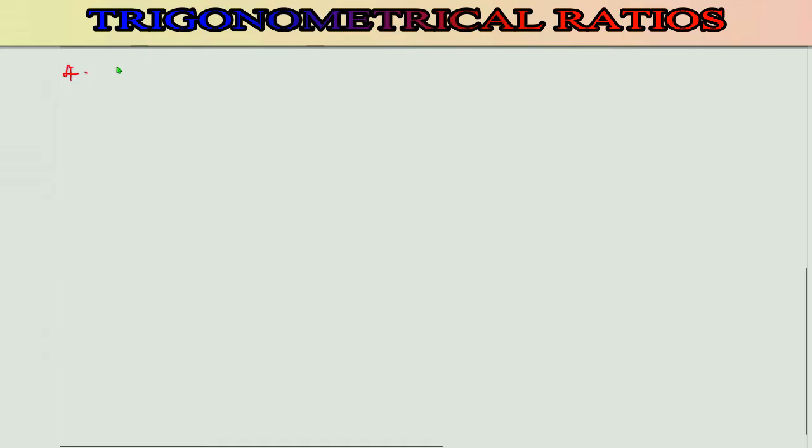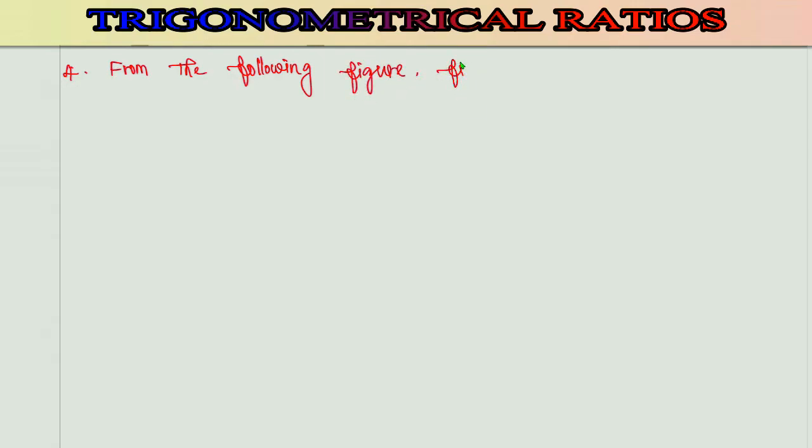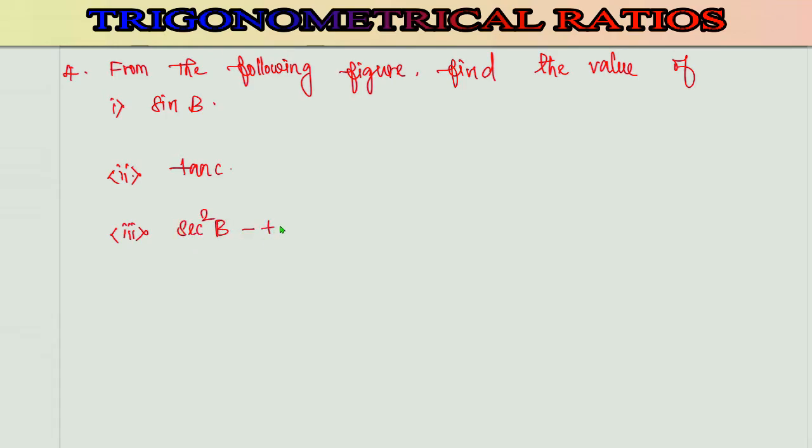fourth one. From the following figure, find the value of the first one, sin B, and the second one, tan C, and the third one, secant square B minus tan square B, and the fourth one, sin square C plus cos square C.